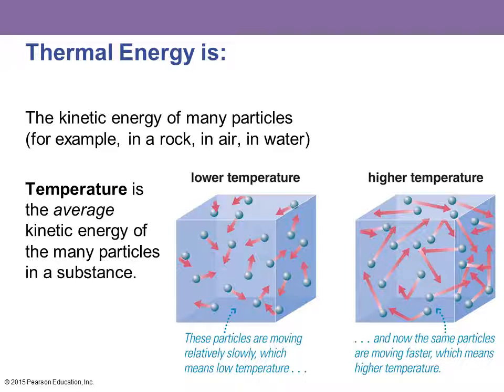Well, here's kinetic energy, and something we've been aware of here through the summer. We've had some pretty high temperatures, haven't we? The kinetic energy of the particles of air that we've been experiencing has been very high. Higher temperatures mean the molecules move faster. Lower temperatures mean the molecules move more slowly. So the higher the temperature is, the higher the average kinetic energy of a substance. It could be air, it could be water, it could be any substance.